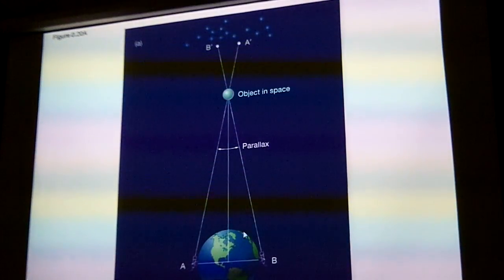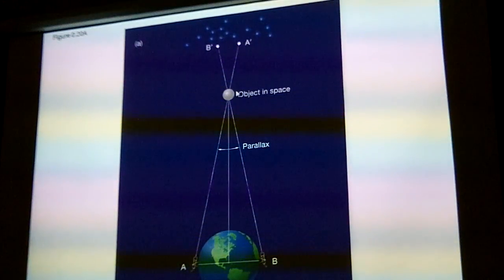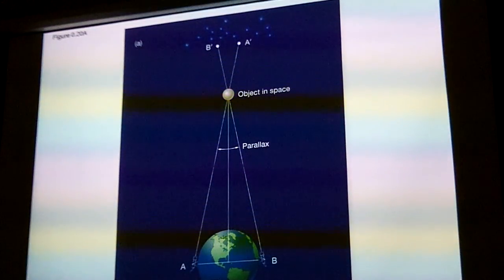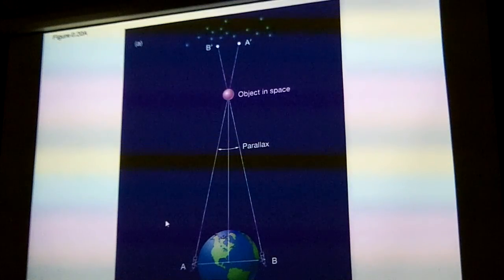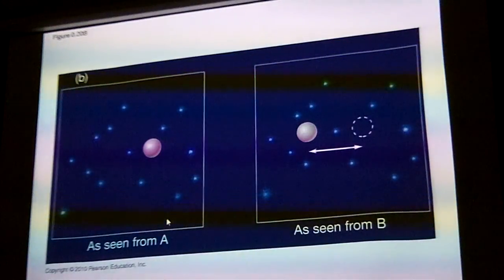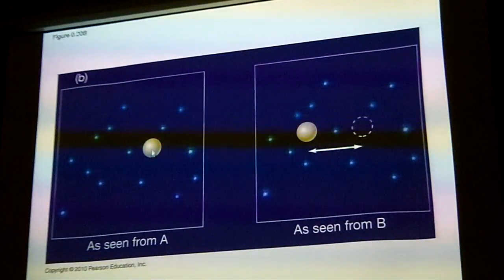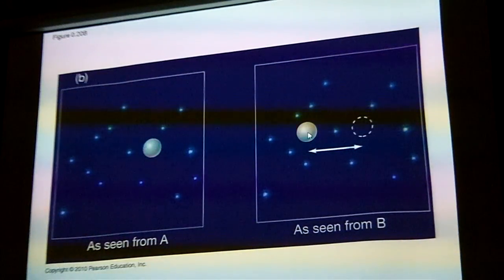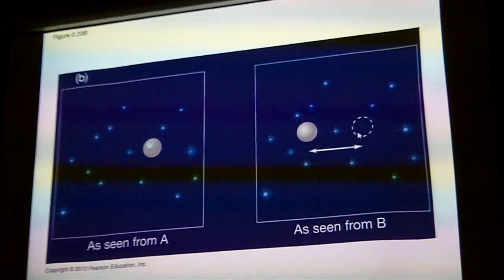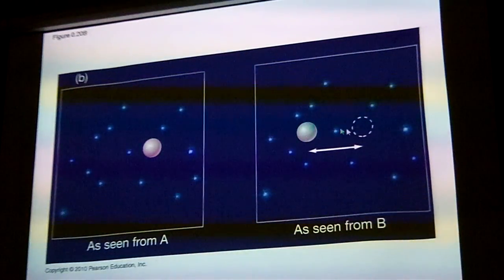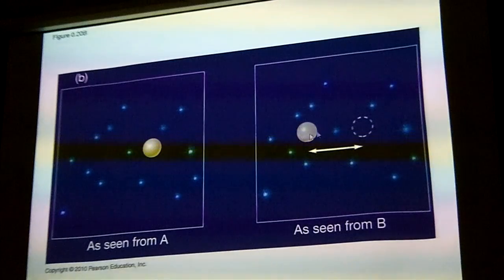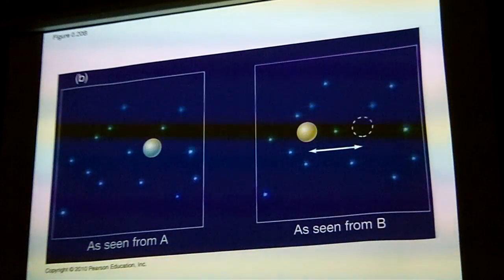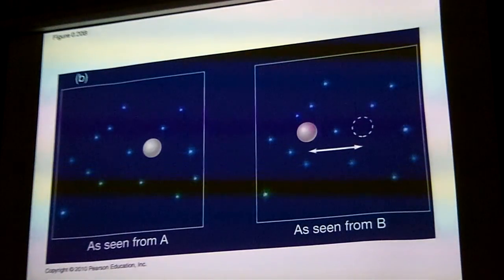But we can use these techniques to figure out distances to objects. Just like we're doing triangulation to figure out how tall a tree is. So here we go. As seen from A, the moon appears in front of those stars. As seen from B, the moon appears in front of those stars. And you can mathematically calculate how far away the thing is by how far it's moved, if you know how long your baseline is. You've got to know how long your baseline is.